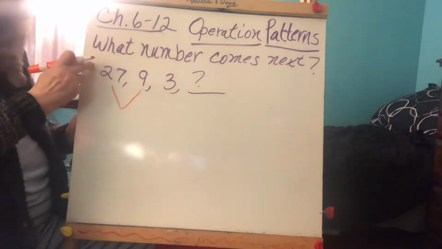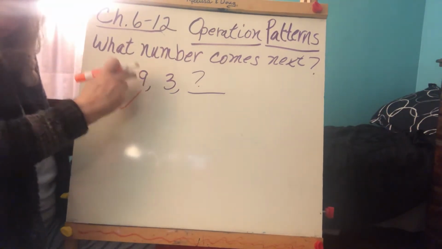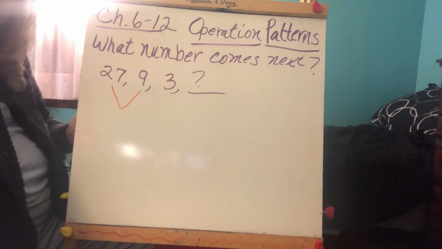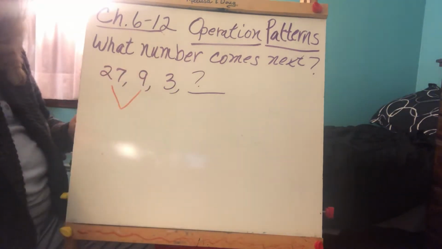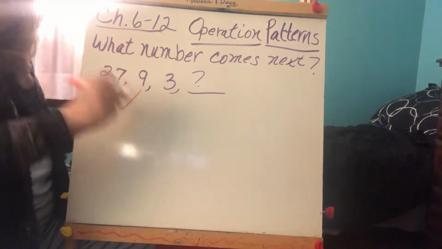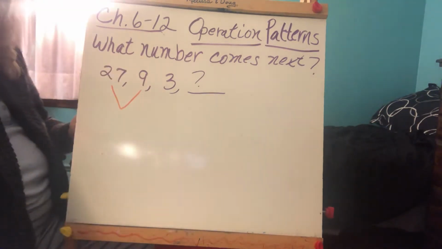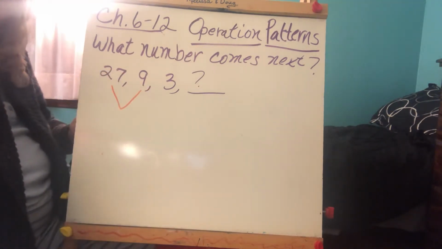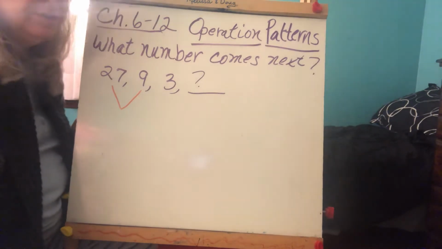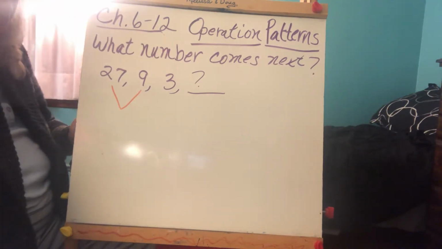what do I have to do to 27 in order to get it to become a 9? What operation do I need to do? Do I add something to 27 to get a 9? Do I subtract something? Do I multiply something? Or do I divide something? Now, I'm going from a bigger number to a smaller number, which means it's either subtraction or repeated subtraction because the number's getting smaller. So either I have to subtract something from 27 to get 9, or I have to divide 27 by something to get 9.